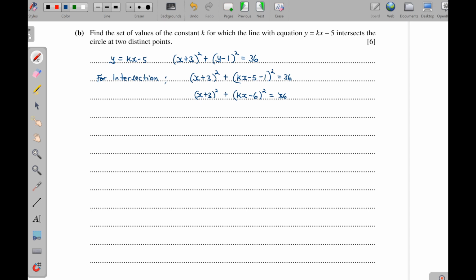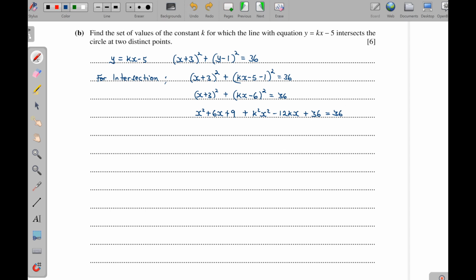Now when we open the brackets, this will be x squared, then plus 2 times x times 3, that will be 6x, and then square this one here, that will be a 9, then plus square this one here, you have k squared x squared, then 2 times this times that, that will be minus 12kx, then square this one here, that will be a 36. Then this is equal to 36. That means this one will go.